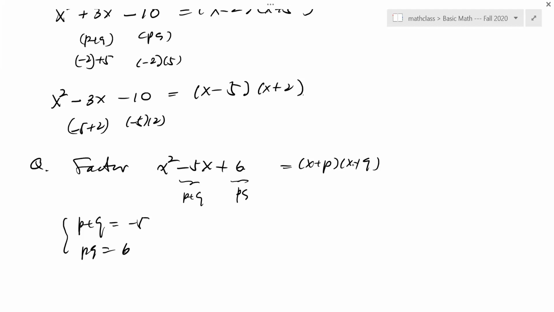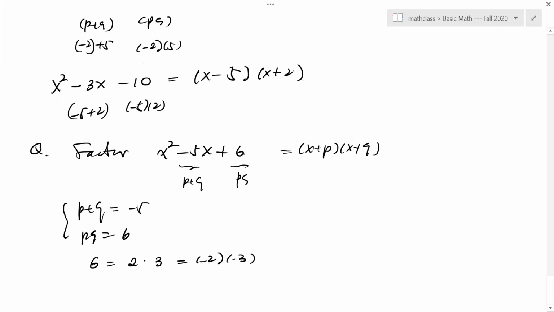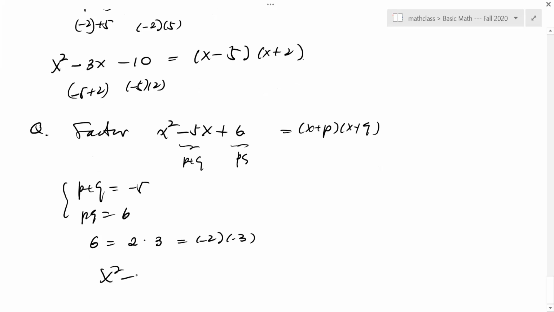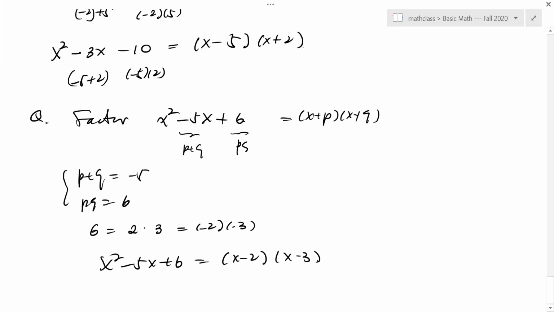All right, let's see who got it. So P should be equal to negative 2. You see 6, when you multiply 2 times 3, right? But this can also be negative 2 times negative 3. So if you choose negative 2 times negative 3, then the sum is going to be negative 5. That's why x squared minus 5x plus 6 is going to be x minus 2 and x minus 3. Great.